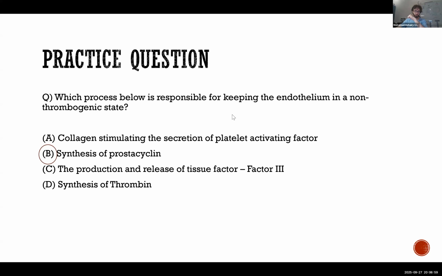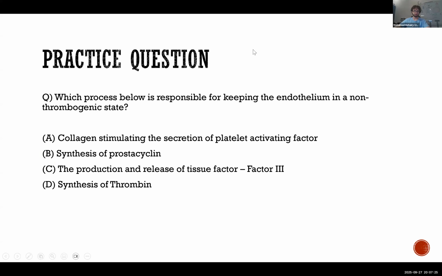Okay, someone said they don't get it. Well, I'll help you get it, inshallah. Here they're asking which of the following is the same as PGI2? Yes. Prostacyclin is abbreviated as PGI2. But the question is saying which one of these options is responsible for not allowing the endothelium to cause coagulation, platelets forming or clotting. Okay?